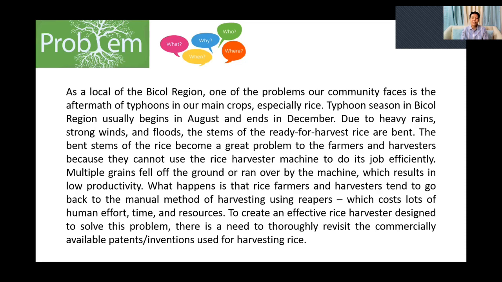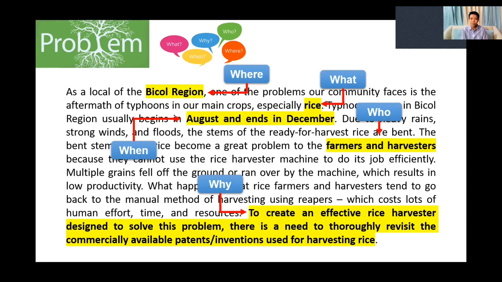So, to create an effective rice harvester designed to solve this problem, there is a need to thoroughly revisit the commercially available patents or inventions used for harvesting rice. Highlighted in yellow are the terms indicating the 5 Ws to show the location and how it was constructed in the statement of the problem. Beginning with the where, here is the Bicol region again, because that is my goal for my research. I will be dedicating my time and effort to solving problems in the Bicol region.